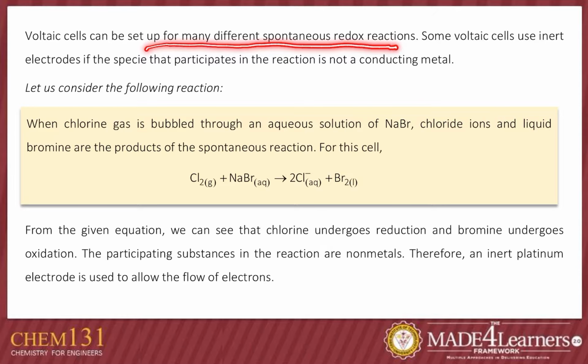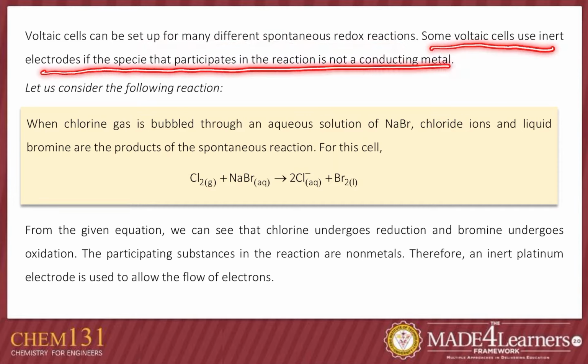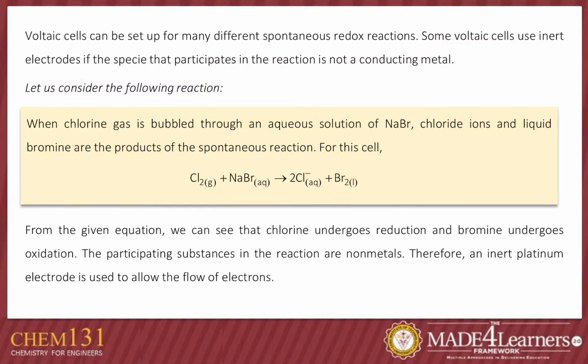In the previous example, what we used were reactive electrodes. But recall that not all the time are the electrodes reactive. Some voltaic cells use inert electrodes if the species that participates in the reaction is not a conducting metal. If it is not a metal, for example it is a liquid or a gas, it is impossible to use it as an electrode. The electrode must be solid. That's why we use inert electrodes so the reaction can take place.